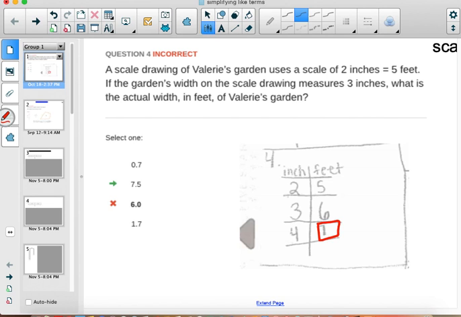Did you give him that answer? No, I didn't give him the answer. Oh, wait, okay. I understand. So let's look. Does that make sense? If you're going from 2 to 4, you're multiplying by 2. If you're going 5 to 10, you're multiplying by 2. That's one way to think about it.